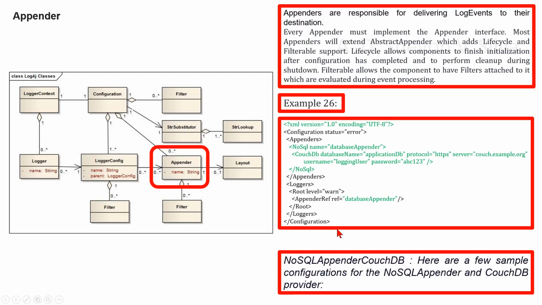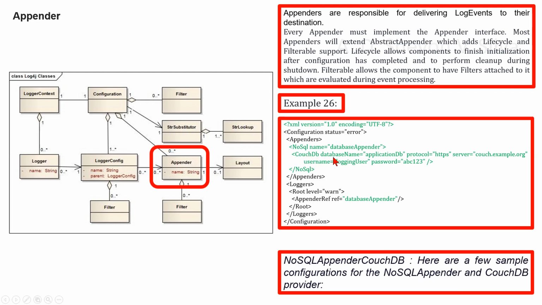Now we are considering the NoSQL appender for CouchDB. Here are a few sample configurations for the NoSQL appender and the CouchDB provider. This section details the specialization of the NoSQL appender provider for CouchDB. The NoSQL appender writes the log events to the NoSQL database using the internal lightweight provider interface.